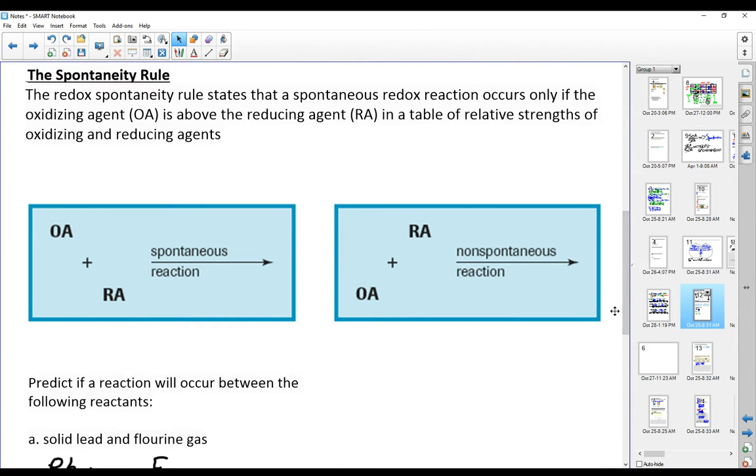Right. We're going to talk about the spontaneity rule. We've already talked about this a little bit. Maybe I got ahead of myself, but the redox spontaneity rule states that a spontaneous redox reaction occurs only if the oxidizing agent (OA) is above the reducing agent (RA) in a table of relative strengths of oxidizing and reducing agents. We've already done that.